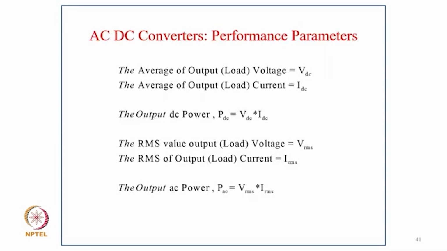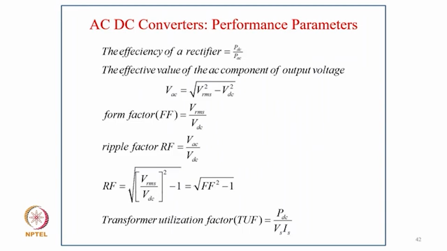So now coming to analysis and performance parameters of these AC DC converters. The average output voltage is VDC and the average output current is IDC. Then the output DC power is PDC equal to VDC times IDC. The RMS value of output load voltage is VRMS, and RMS output current is IRMS. And the output AC power PAC equals VRMS times IRMS. And then the efficiency of the rectifier is PDC divided by PAC.